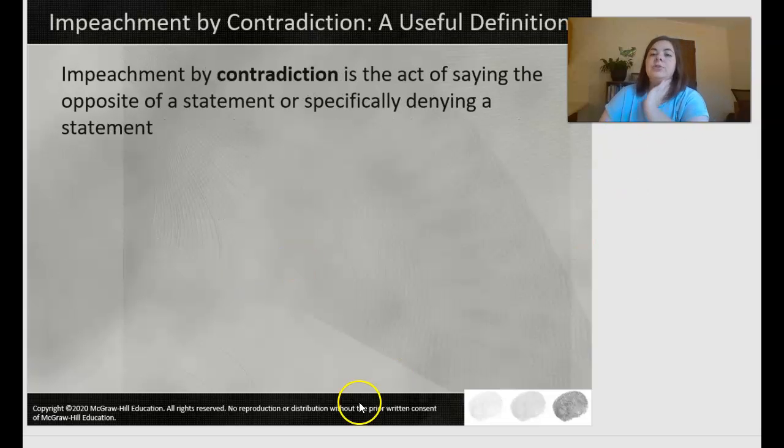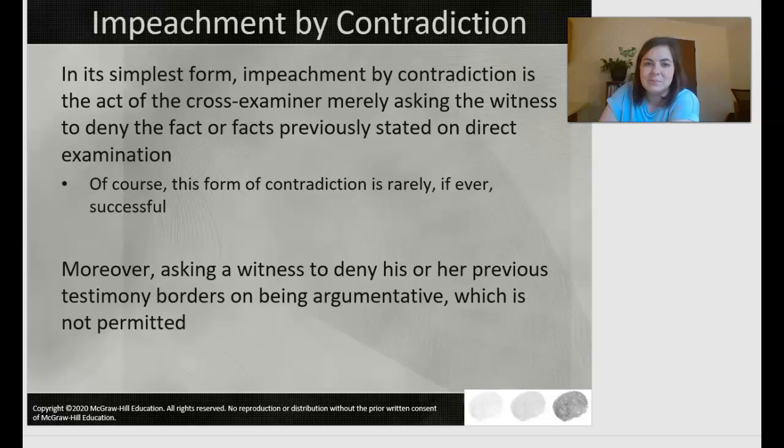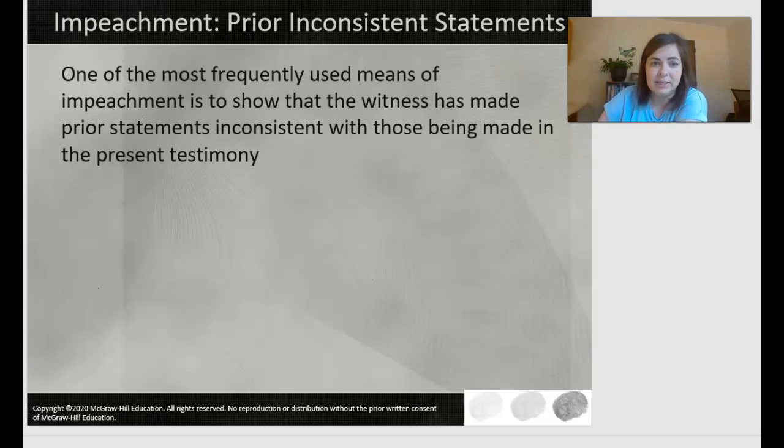Now, impeachment by contradiction is the act of saying the opposite of a statement or specifically denying the statement. In its simplest form, this is the act of the cross-examiner, the lawyer, asking the witness to deny the facts previously stated. So this would be something like, you claimed to have been present here, but that's not true, is it? And as you can imagine, this is not generally very successful. And it can get the lawyer in trouble for being argumentative with the witness.